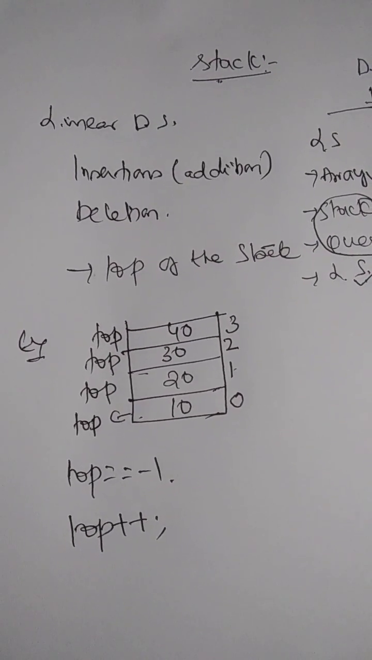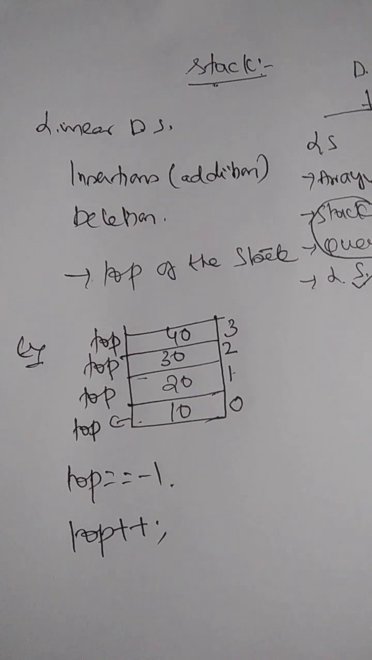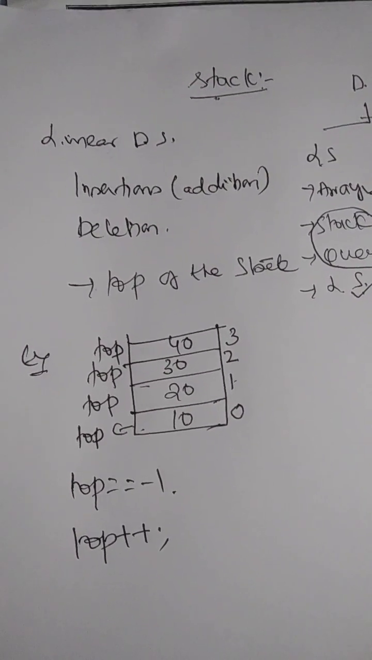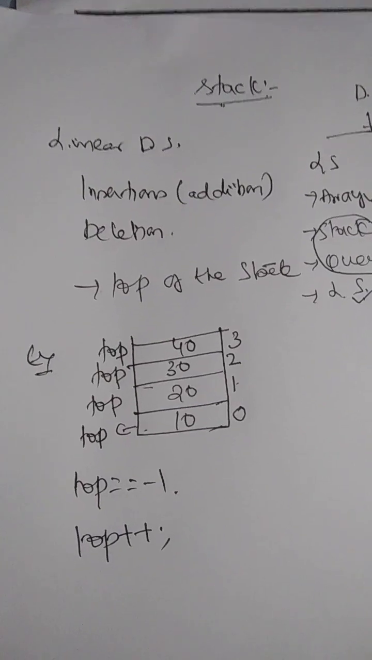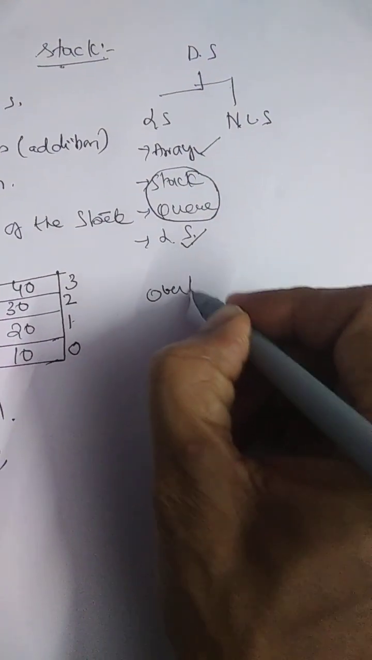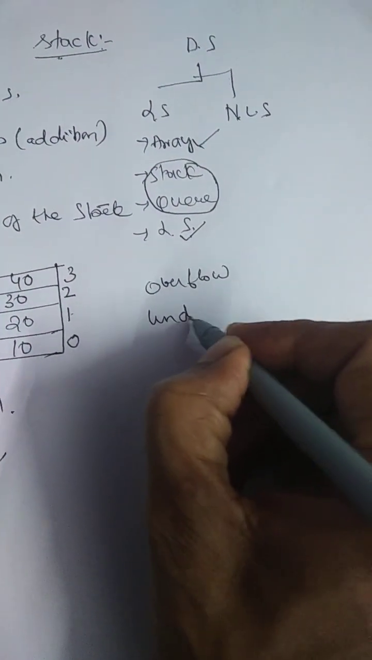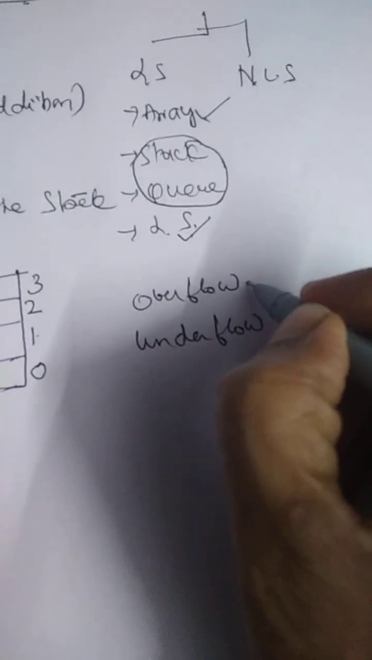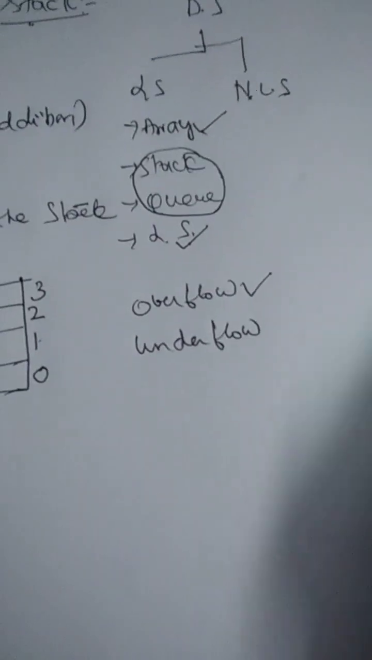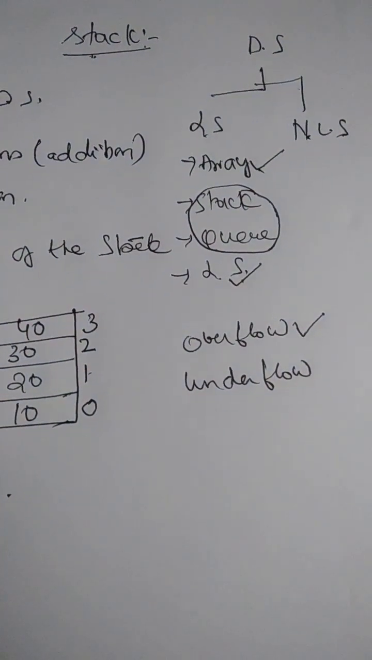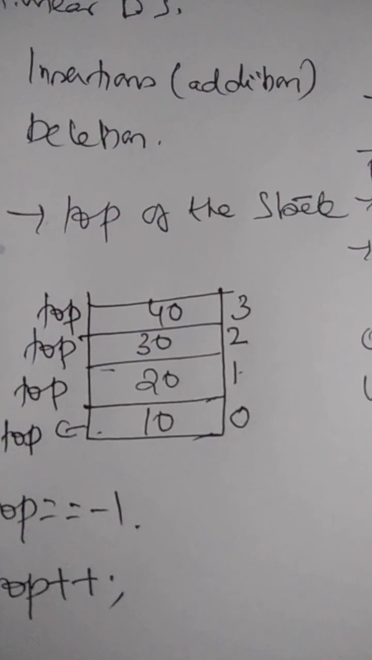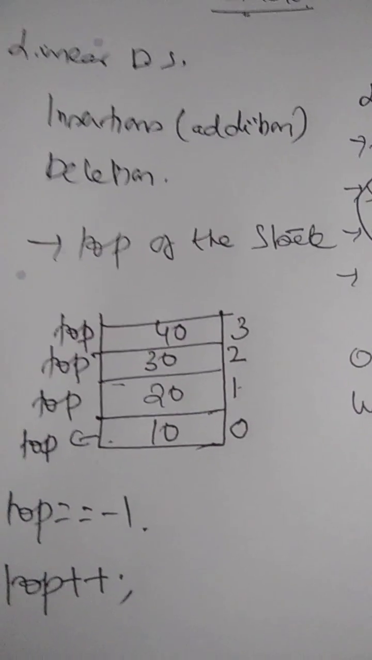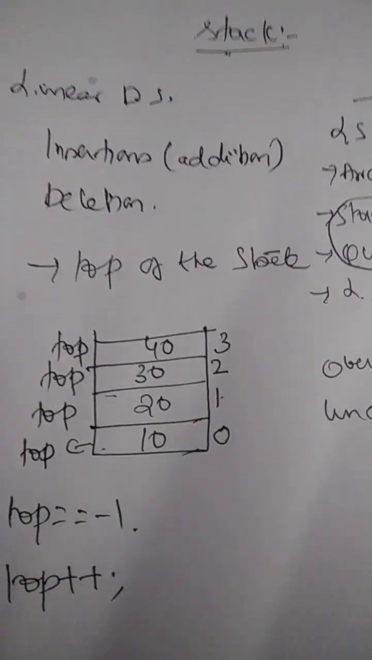As I already told, whenever you are inserting or deleting elements from any data structure, you have to check the empty condition. Here also, whenever you are inserting elements into the stack, you have to check the overflow condition. Overflow condition means you have already filled the stack. For example, if I take a stack of size 4 and already you have inserted all the elements, now you are trying to insert one more element into the stack.